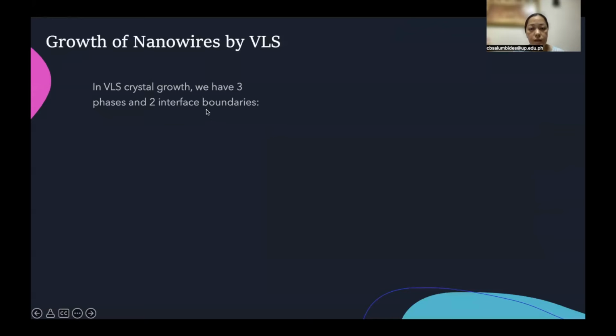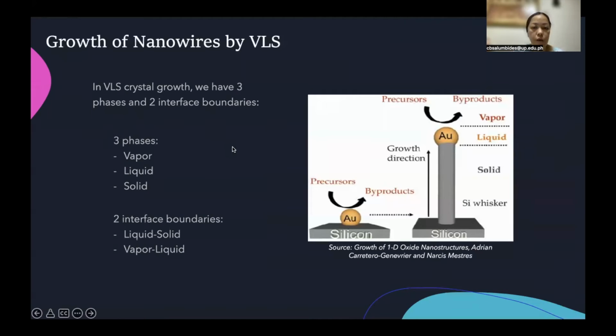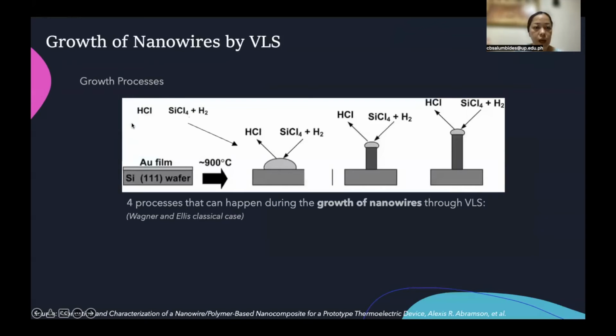But first, let's define the phases and the interfaces in a VLS crystal growth. So in VLS crystal growth, we have 3 phases and 2 interface boundaries. So we have 3 phases: the vapor, liquid, and solid. And then we have 2 interface boundaries: the liquid-solid and the vapor-liquid boundaries. So the growth processes of nanowires are shown in this figure. We have 4 processes that can happen during the growth of nanowires through VLS, and these are as follows.